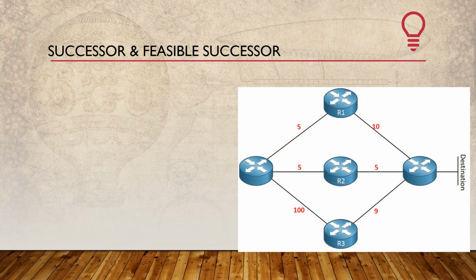Let us look at this scenario. In this scenario we have three routers R1, R2, R3. The right side is our destination, the left side is our start point, means source point. From this source point, I have three paths to reach the destination. One is via R1, path 2 is via R2, path 3 via R3.